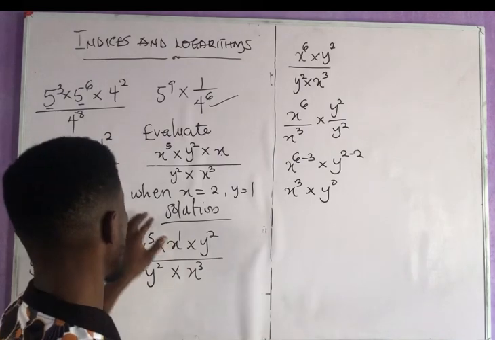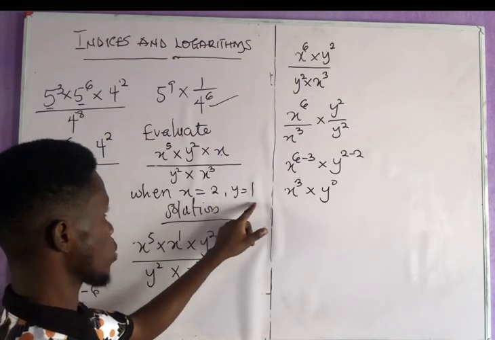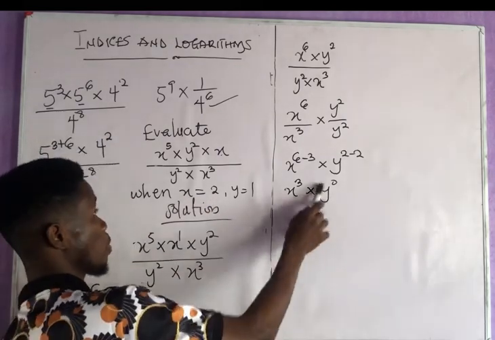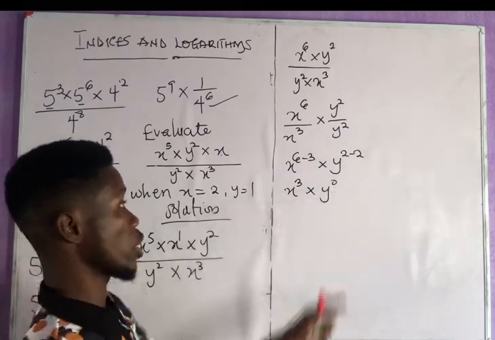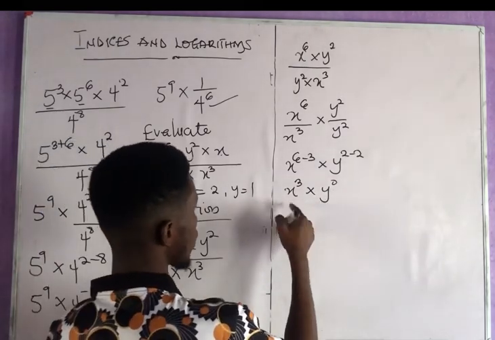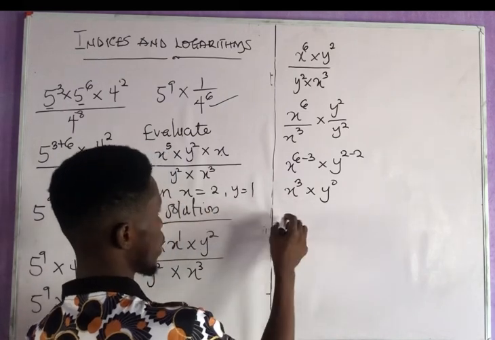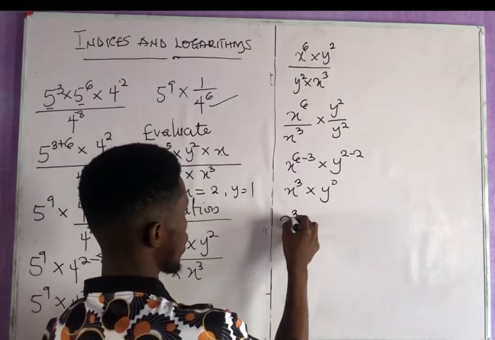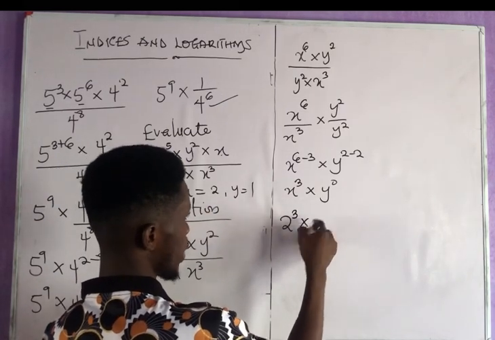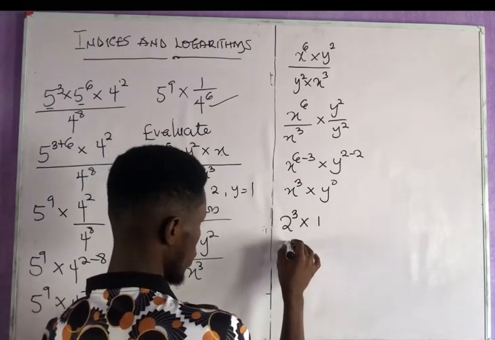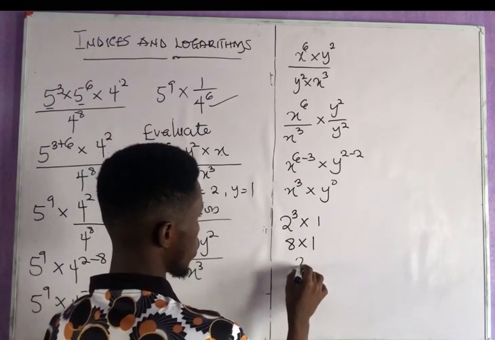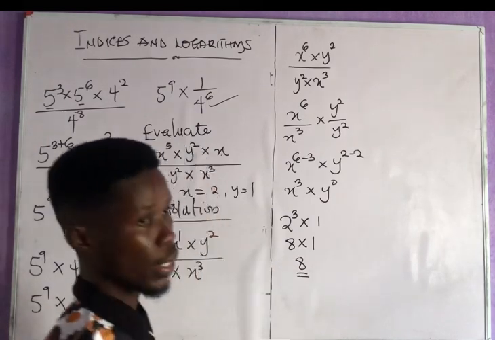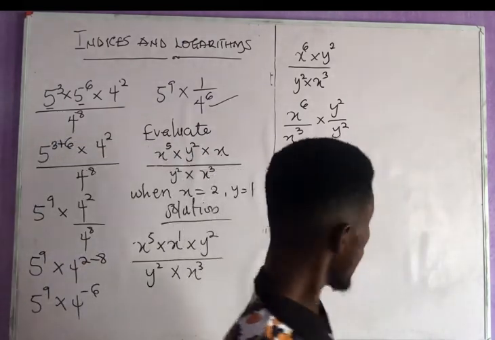Now the question said, evaluate when x is 2, y is 1. Straight away, we know from a law that any non-zero number to the power 0 is 1. Therefore, let's substitute the value of x here. That will give us 2 to the power 3 times 1. 2 to the power 3 is 8, times 1, and you have what? 8 as your final answer. Okay.